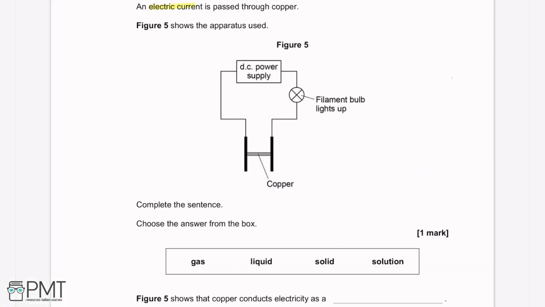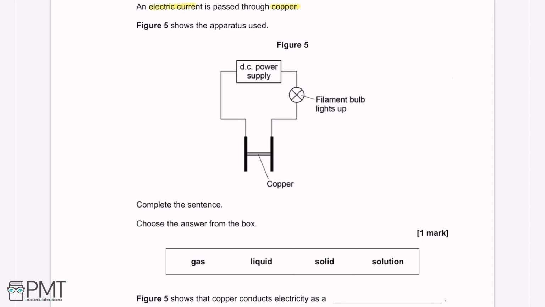An electric current is passed through copper. Figure 5 shows the apparatus used. So we've got a DC, direct current power supply, which is basically a battery. Then here we've got a circuit, so we've got a filament bulb, which lights up, and we have the copper here. So we've got another complete the sentence question, choose the answer from the box. Gas, liquid, solid, solution is our choice. And the sentence says, figure 5 shows the copper conducts electricity as a what? So we're thinking about the state of matter.